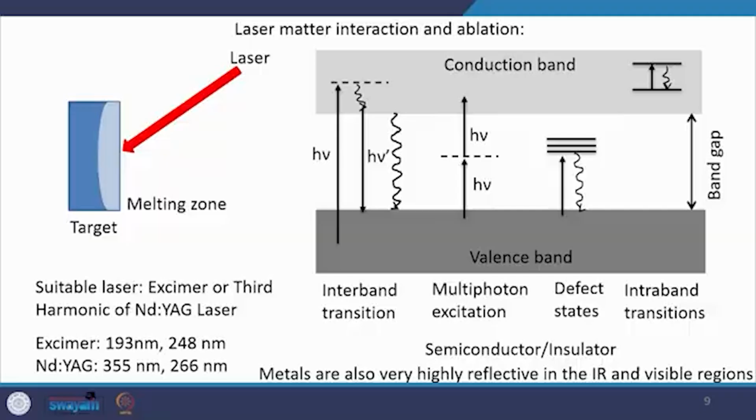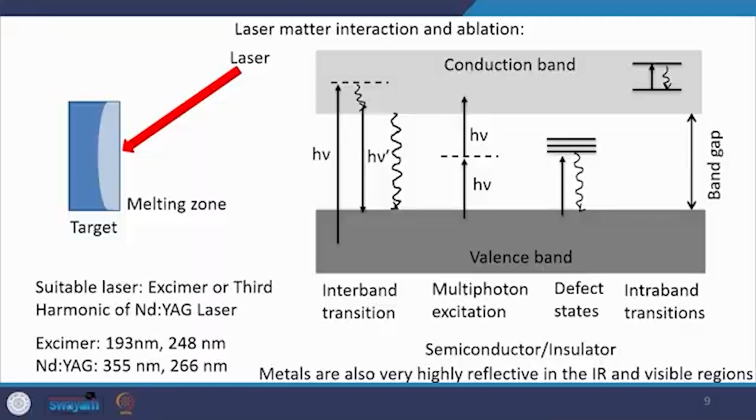If between the valence band and conduction band you have some defect state, then the laser can be absorbed by the electrons, which go to this defect state and then de-excite to the valence band. So, in this process, even if we use a longer wavelength with lower photon energy, it can be useful. There can also be intraband transitions within the conduction band. These are the different mechanisms which can take place.